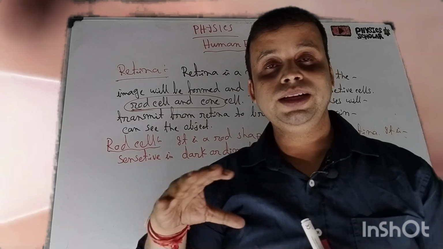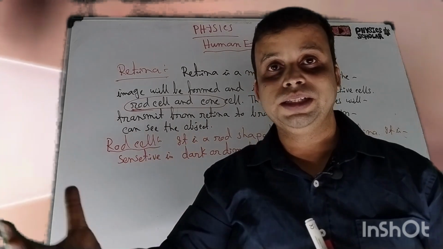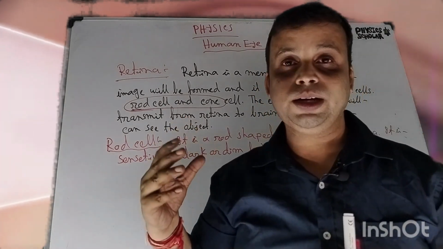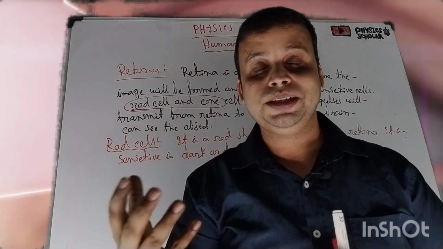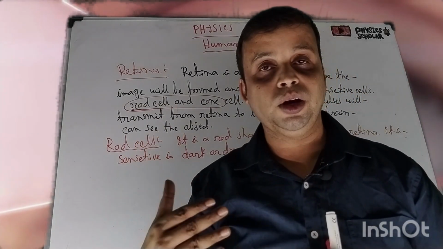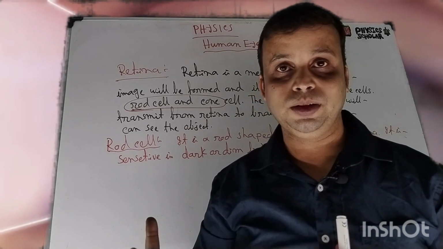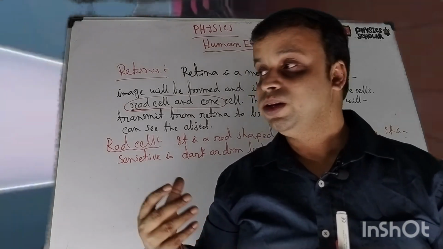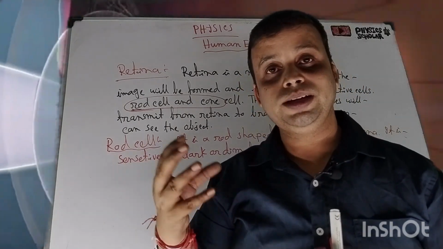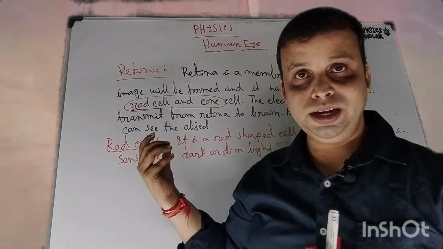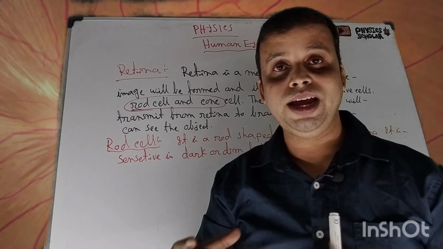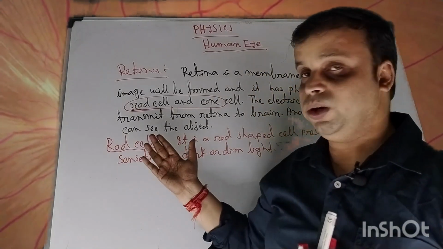That means in dim light it will help us to see objects. We have a smaller amount of rod cells, that's why up to some extent we can see objects under dim light. Clear? But nocturnal animals, like owls, have a huge number of rod cells. That's why they can see, because they are dim light sensitive. That's why they can see objects under dim light very clearly. Clear? So this is the reason.